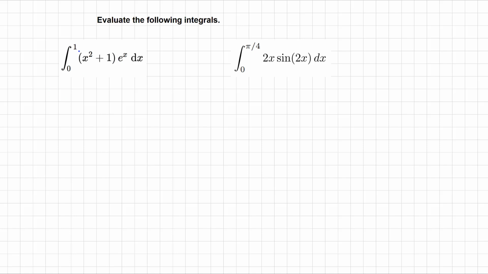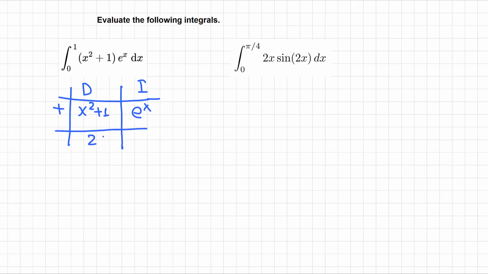So we can use the shortcut. Let's ignore the limits for now. It's the tabular form, or DI method. Let me rewrite this one. The derivative term is the derivative of x squared plus 1, and we're going to take the integral of e to the x. Don't have to write dx. And we start with a plus sign.